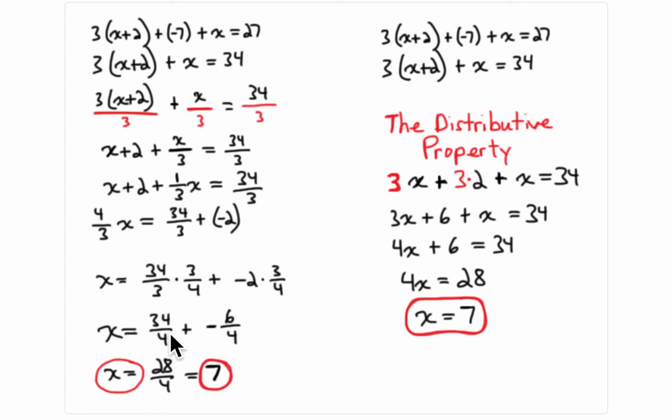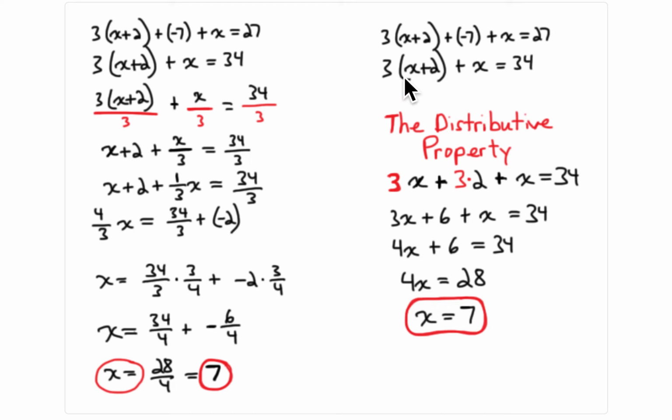So this equals 34/4. These 3's become 1. So 3/4 of 34/3 is 34/4. A little bit hard to visualize. Plus a -6/4. -2 times 3/4 is a -6/4. Combine these together. 34 plus a -6 is 28. 28 divided by 4, or 28/4, is equal to 7. Now that was tough.